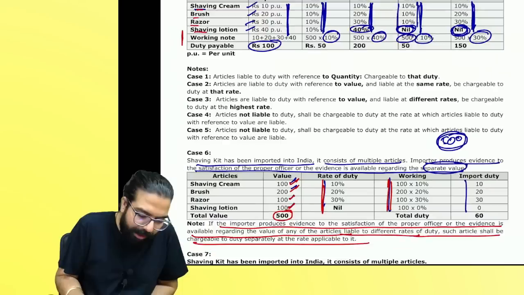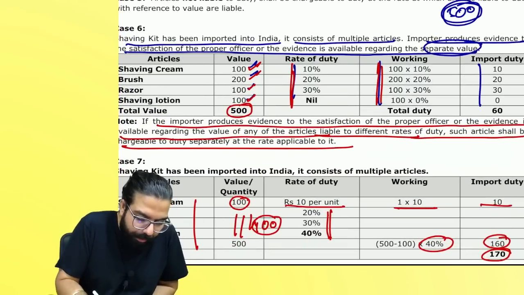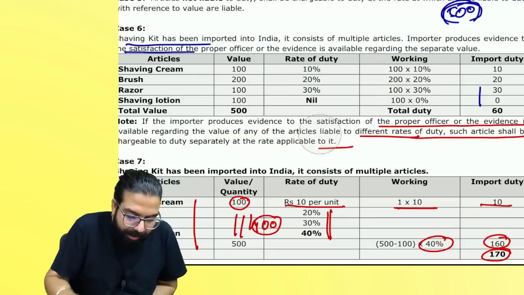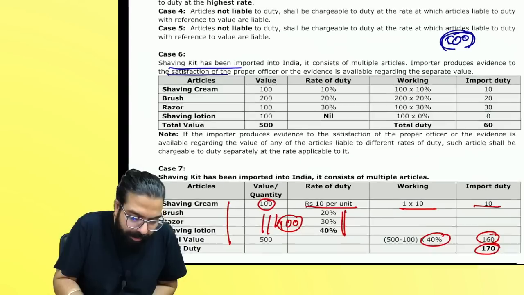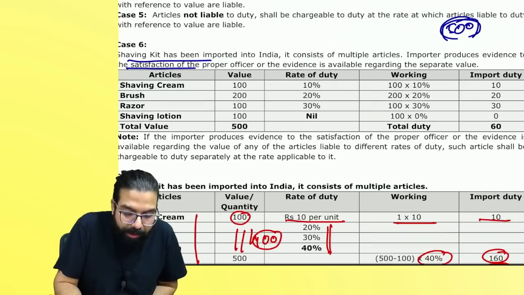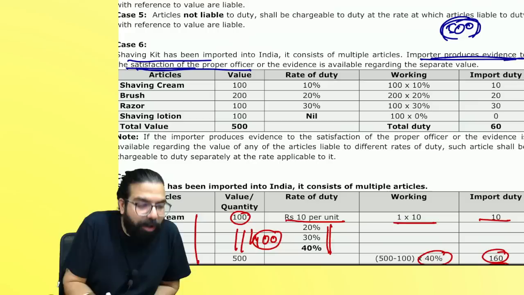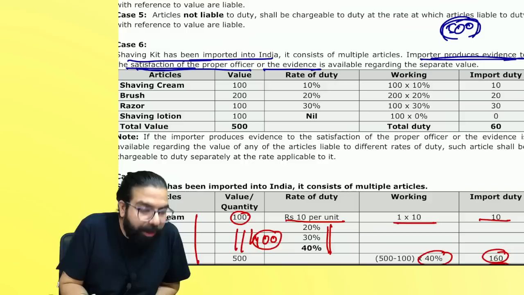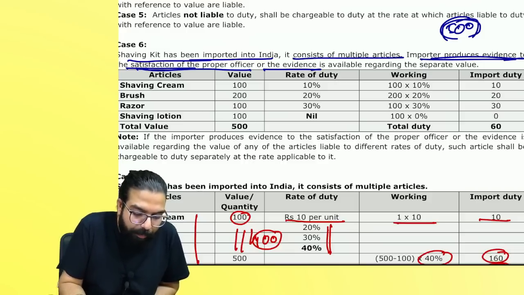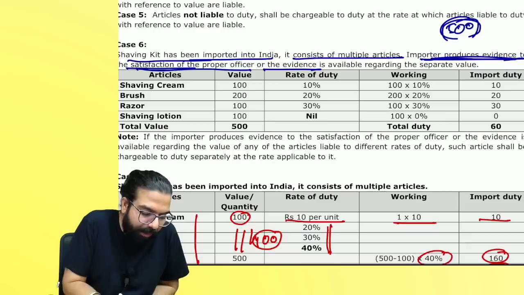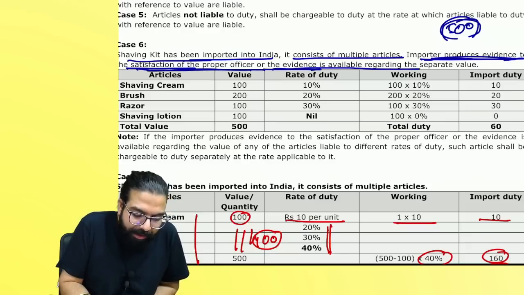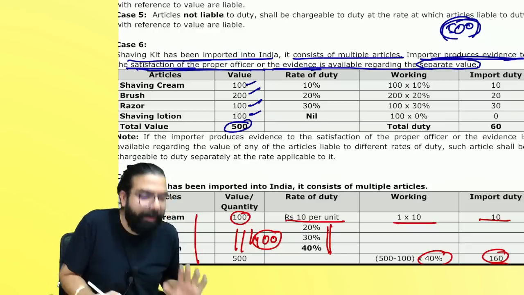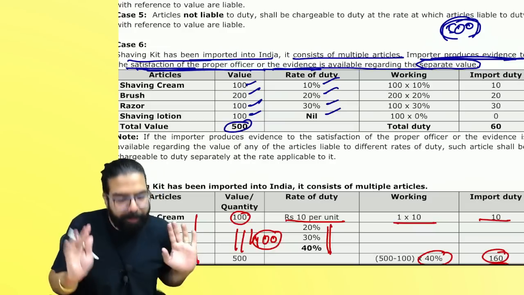Are we clear? One more example which I want to give over here. Suppose a set of articles has come and the rates of duties are given, and the importer is giving evidence to the satisfaction of the proper officer that the importer has imported into India what consists of multiple articles. The importer produces evidence regarding separate values. He is telling, sir, 500 rupees, I can give you separate values. Then, Baba, the separate rate will be applied.